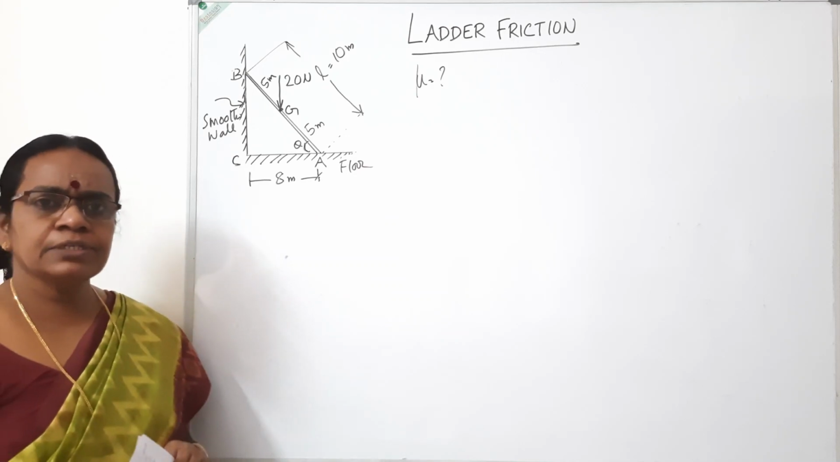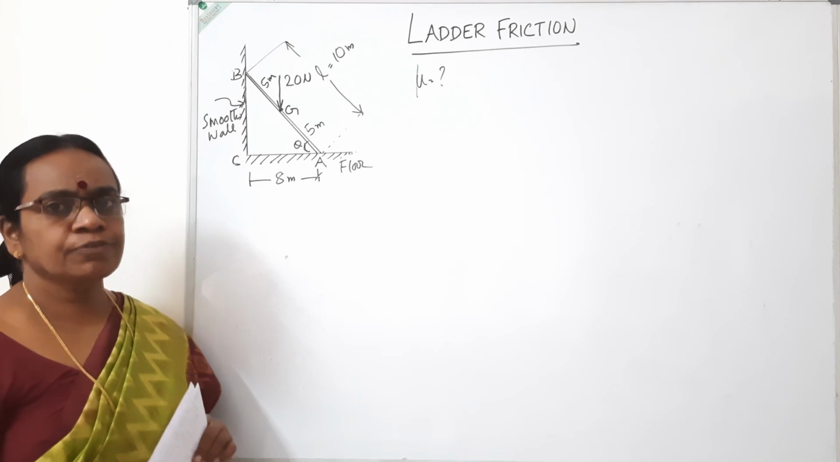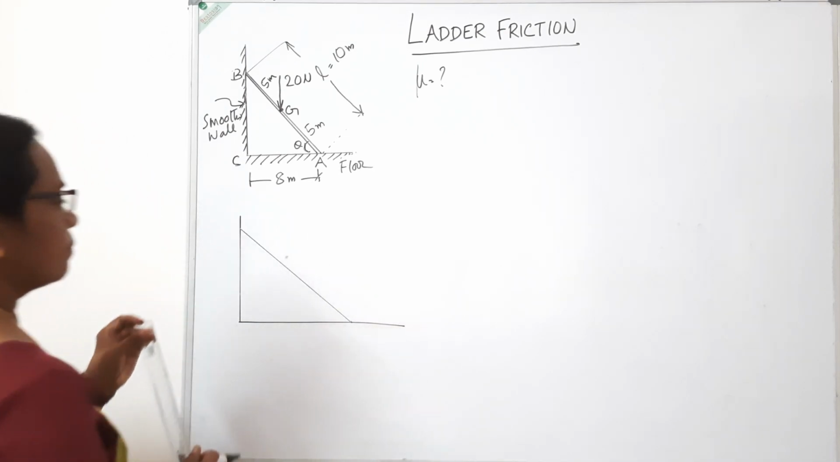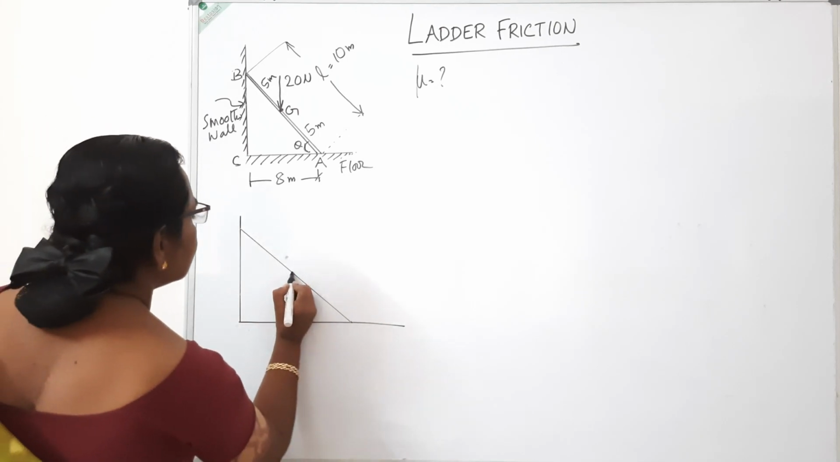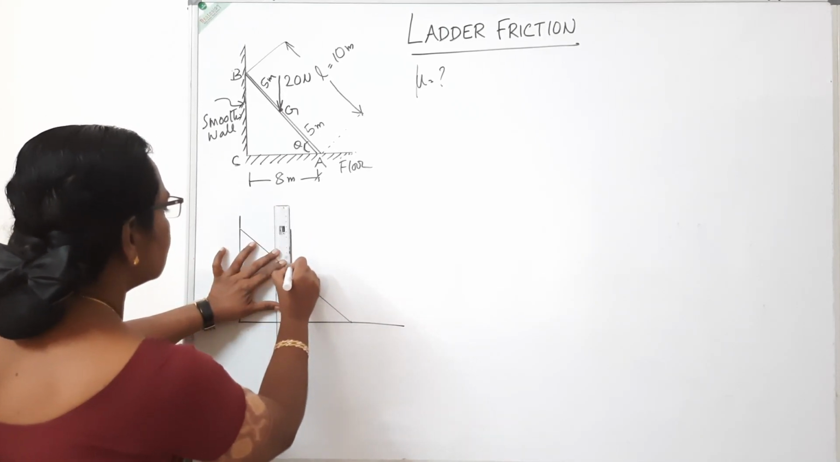As I have mentioned earlier in the previous video, we just draw the free body diagram. Drawing the free body diagram, at the center of the ladder, its self weight will be acting.